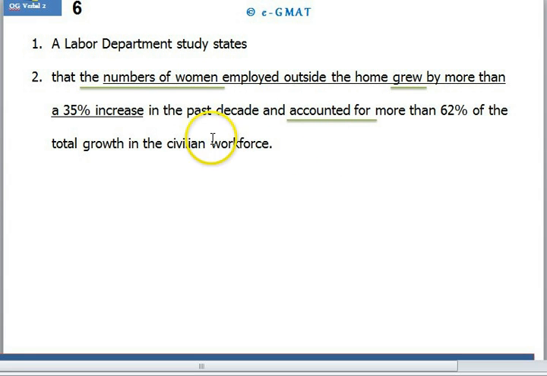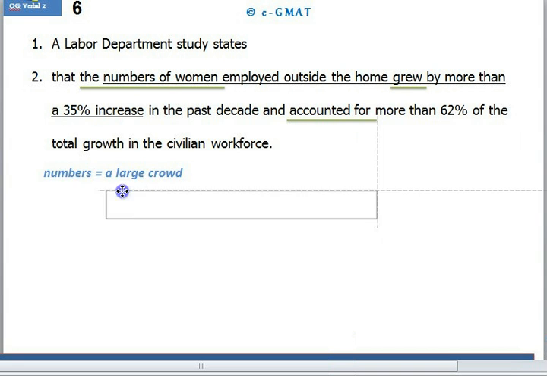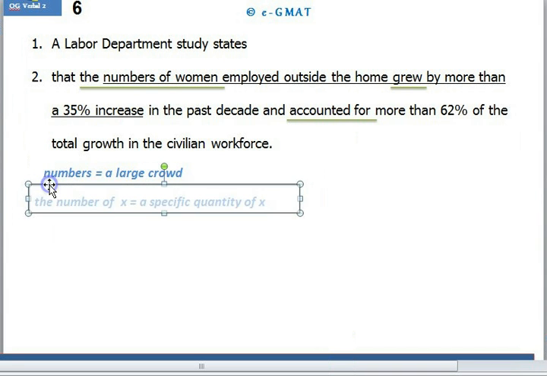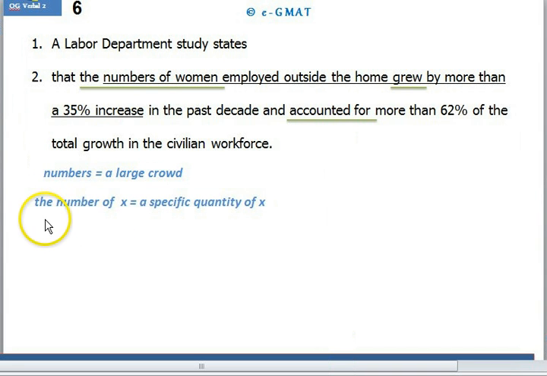Now here the expression the numbers of women is not correct, because numbers means a large crowd. What the sentence wants to say here is a specific number of women that were employed outside the home. So in order to denote a specific number of the entity, we must use the expression the number of. So this should become singular here.